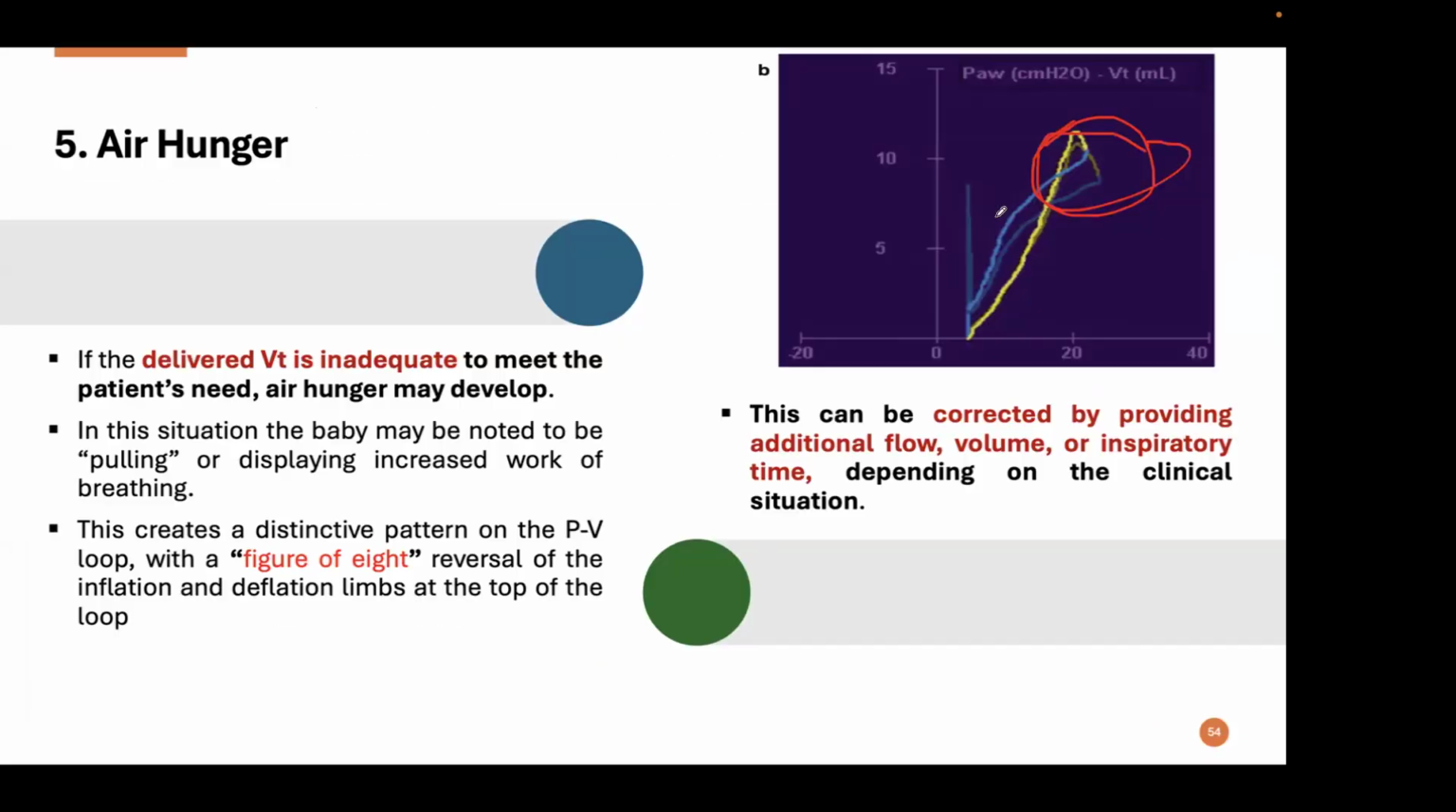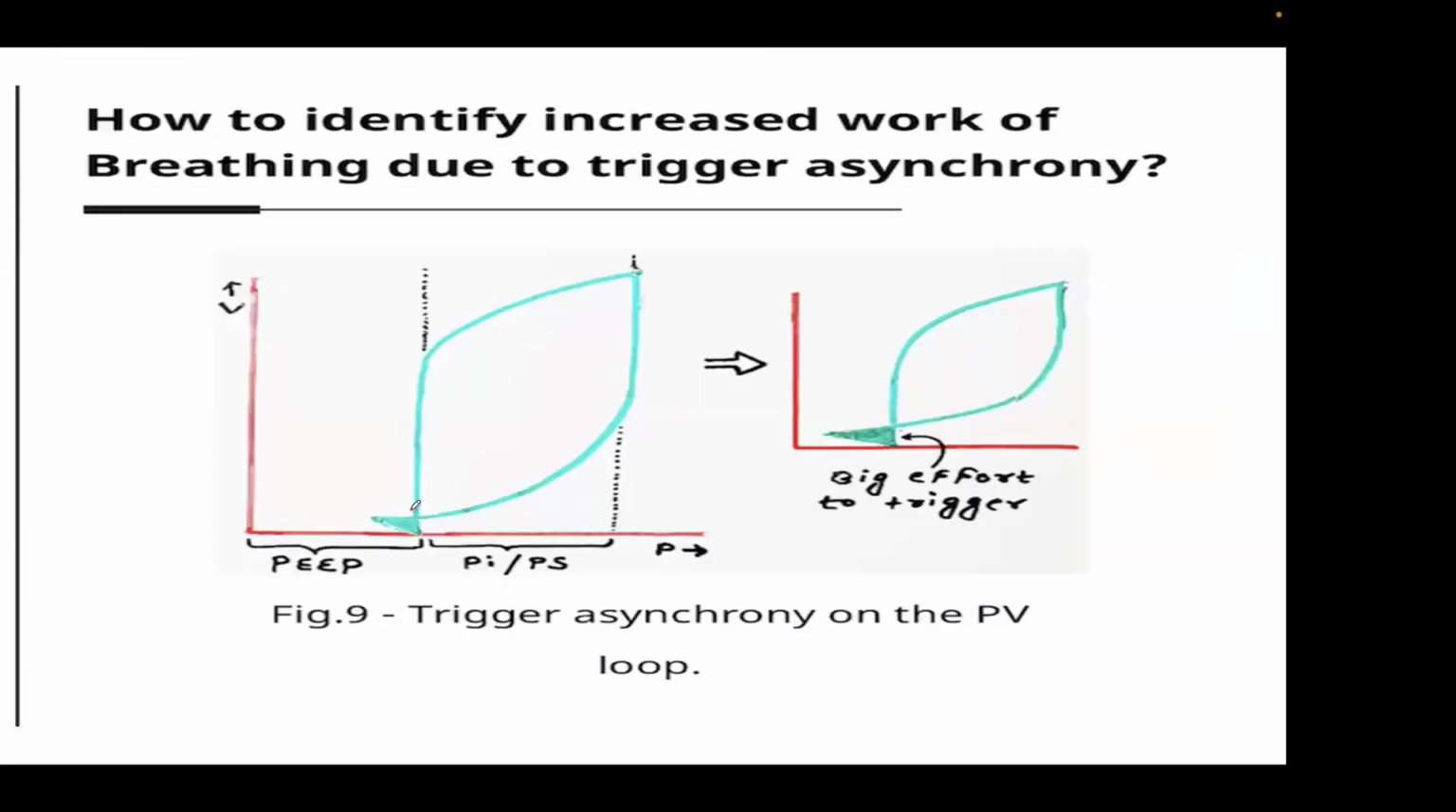Now I showed you this picture. You see here there is a figure of 8 on the top. If we find something like this at the bottom, it means there is trigger asynchrony. So either we need to increase the trigger sensitivity or decrease the trigger sensitivity. But how to know? There is no other way, only by looking at this pressure volume loop. If we find something like this happening at the bottom, then we can say that probably there is some adjustment that needs to be done in respect to your trigger sensitivity.